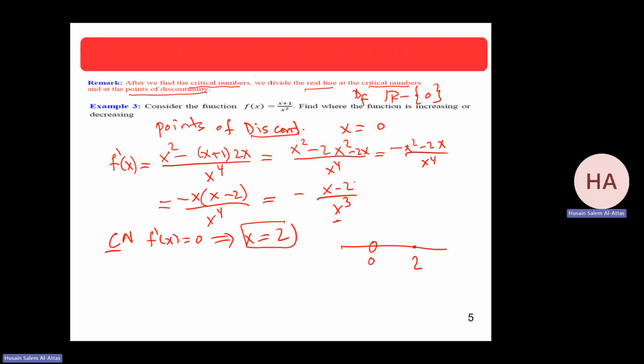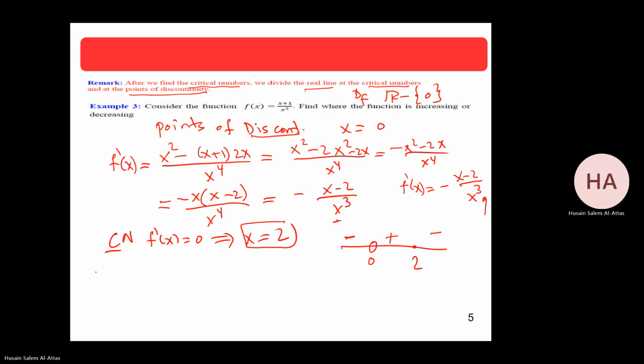Now take a value. This is my function. You need to be careful, there's a minus sign: minus (x minus 2) over x cubed. Take a value, for example minus 1: negative over negative times negative, that will be negative. Between 0 and 2, take 1: negative over positive times negative, so that's plus. Since the power is odd, there is a change in sign. More than 2, that should be negative. You can check it. Take 3, it will be positive times minus 1, so that will be negative.